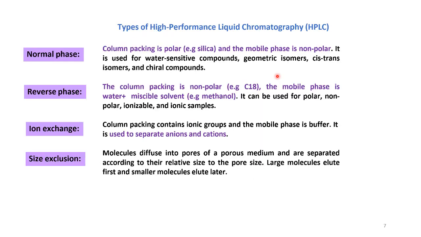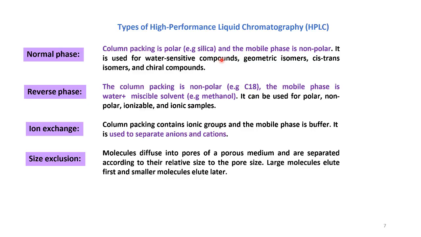So there are different types of high performance liquid chromatography as well. In the normal phase, the column packing is polar, that is silica, and the mobile phase is non-polar. So it is used for water sensitive compounds that have geometric isomers, cis trans isomers, and chiral compounds.